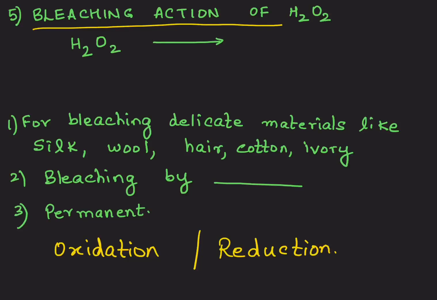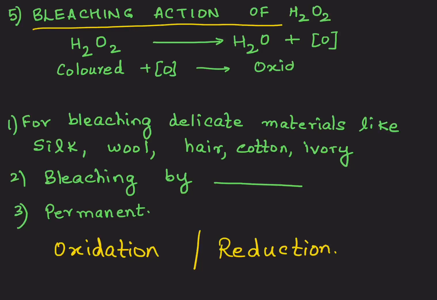So can you guess in the case of hydrogen peroxide, bleaching action would be by what process? Yes, absolutely. It will be by oxidation. Why? Because hydrogen peroxide is able to give nascent oxygen, which combines with the colored substance or material and oxidizes it in order to make it colorless. So we have the oxidized form of the substance, which is colorless.